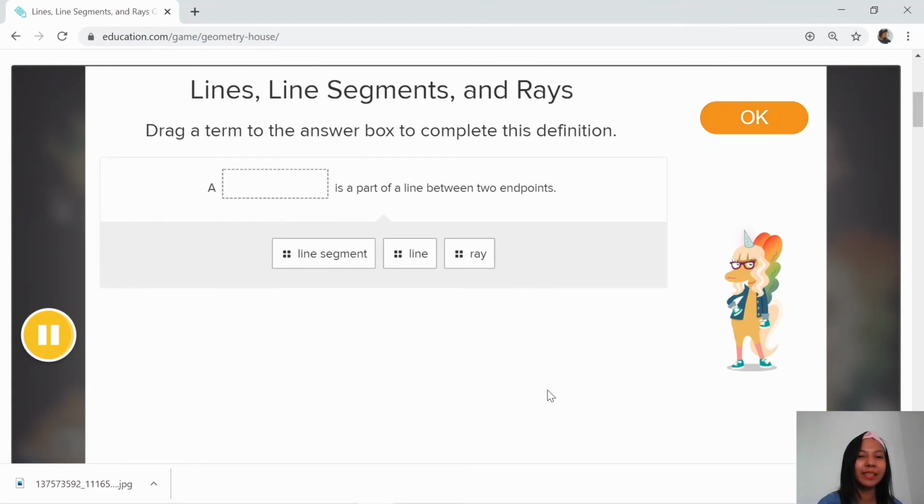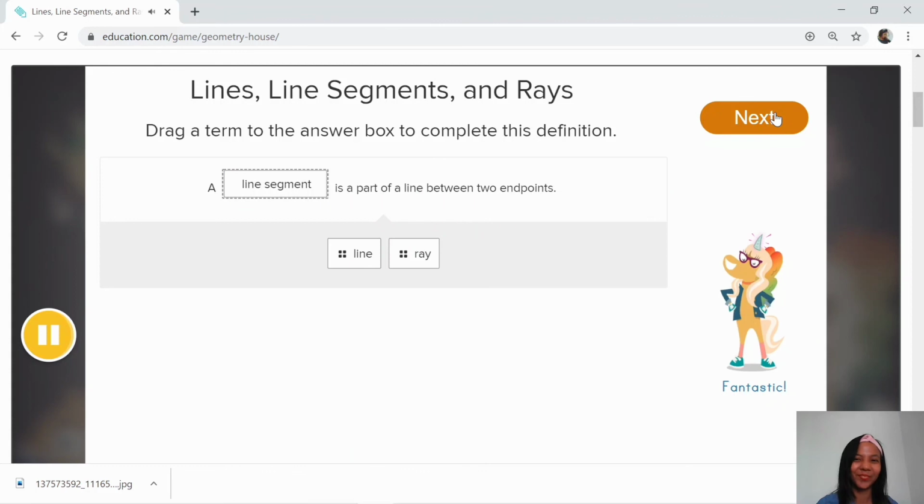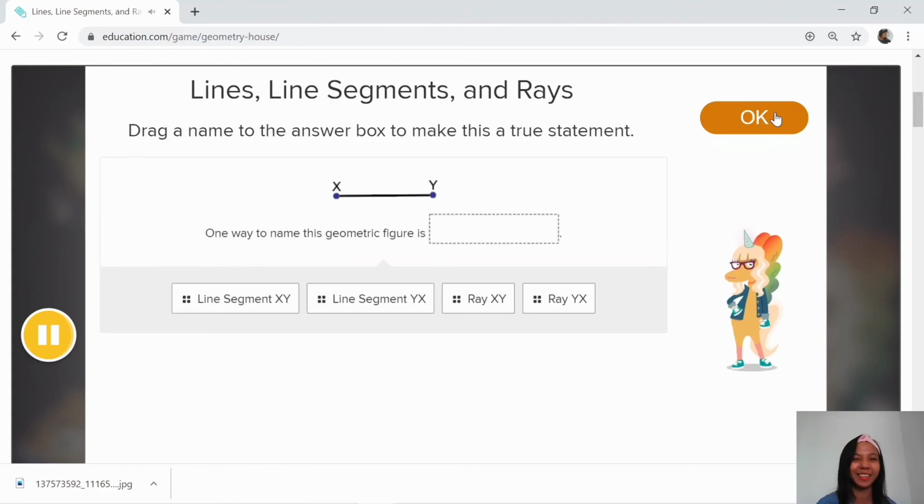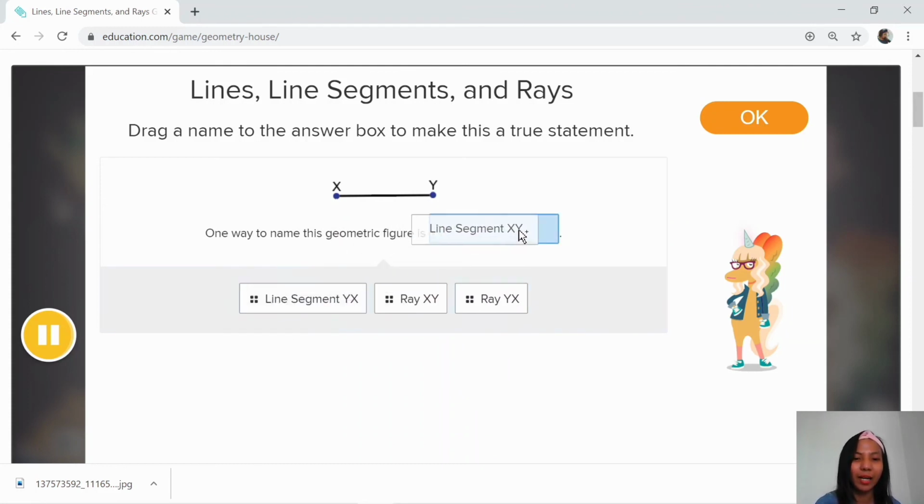Next, a blank is a part of a line between two endpoints. Two endpoints. It's a line segment. Very good. Next, what do you call this one? How are you going to name this figure? It's a line segment XY. X first and then Y.